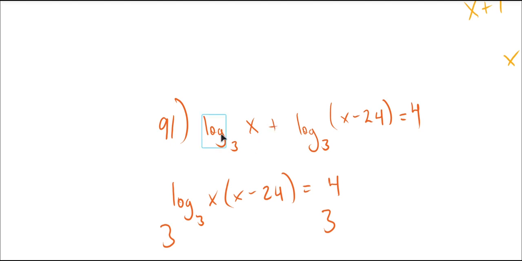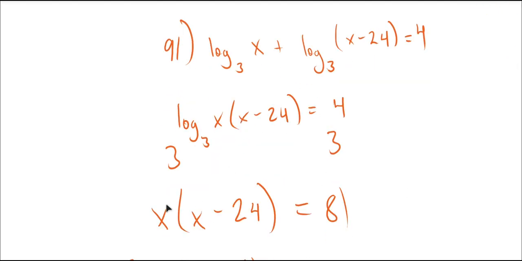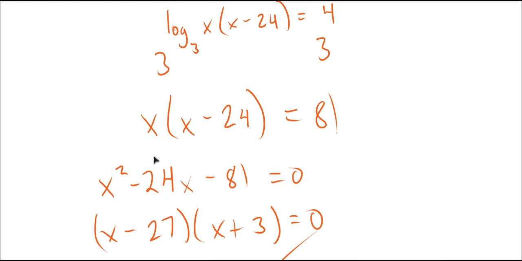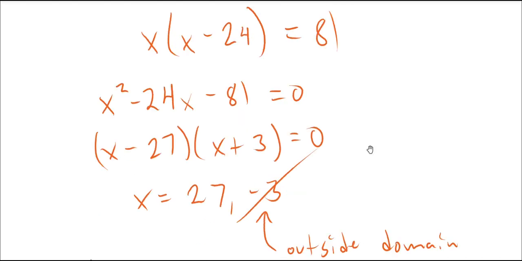Let's check it out. We start with the sum of logs, which we can write as the log of a product. Then, to get rid of log base 3, I raise 3 to the power of each side. This is going to give me the argument here, x times x minus 24 is equal to 3 to the 4th, which is 81. Now, if we expand this and regroup our like terms, we get a polynomial that we can actually factor. But unfortunately, we need to check both of these answers, both 27 and minus 3, to see if they are inside our domain.